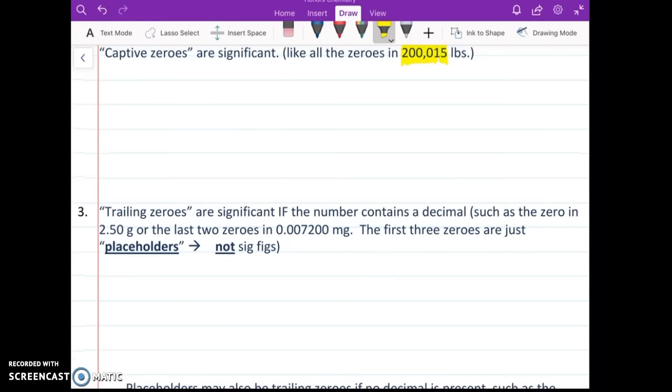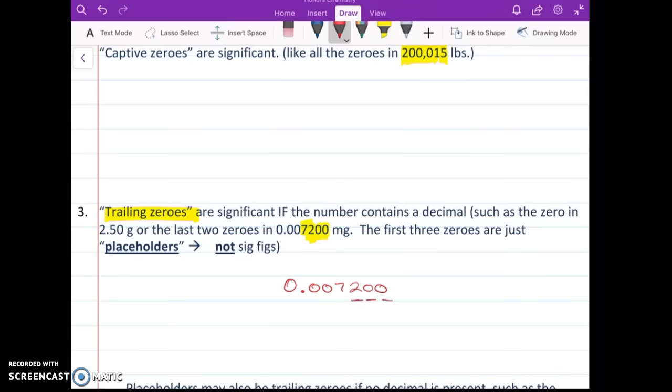So the rule says if the number contains a decimal, such as the 0 in 2.50, or the last 2 zeros in 0.007200 milligrams, the first, in this case, the first 3 zeros are just placeholders, but the last 2 are significant because they are trailing zeros, meaning that they come to the right of the last non-zero. So let me rewrite this, 0.007200. So our last non-zero is the 2.